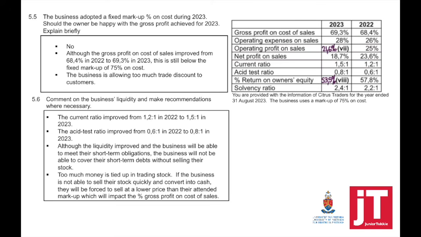So this could be that still too much money is tied up in our trading stock. So we need to be aware of that. We don't want to come to a point where we are forced to sell our trading stock for less than what we intend to, because that will now have an impact on the percentage gross profit that we achieve. So the business needs to be aware of this: although we are liquid, if we're not able to sell our trading stock, we will not be able to meet our short-term obligations.